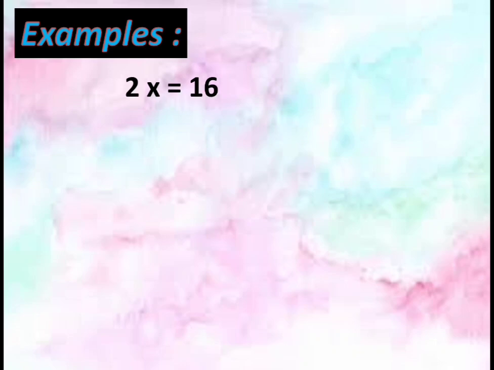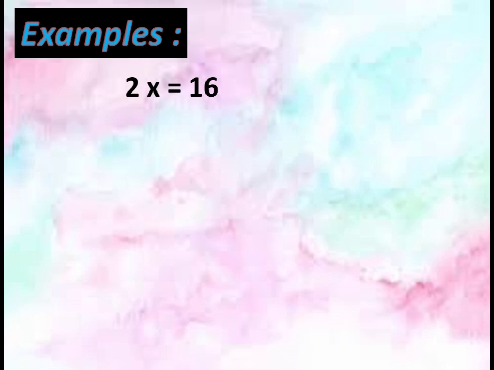Let's see another example. 2x equals 16. I want to get rid of the 2. First of all, I want to know what 2x means. Is it 2 plus x, or 2 minus x, or 2 multiply x, or 2 divided by x? Remember, when I have a number stuck with a letter, it means these two are multiplied. So 2x means 2 multiplied by x.